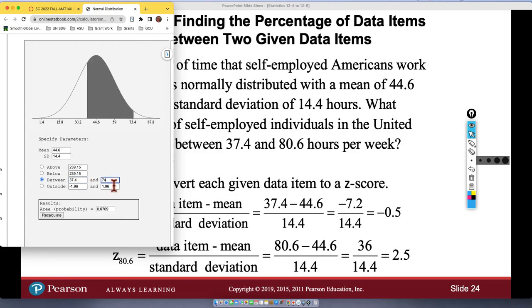37.4, 80.6, and we recalculate. We see that there's 68% of the self-employed people are working that many hours, and we can kind of see, if it is normally distributed, where those people are. It's kind of towards the upper end.